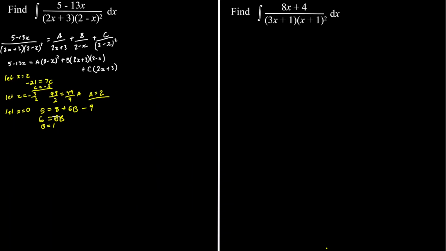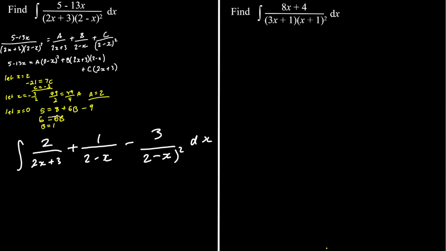So what do we have to integrate? We're going to be integrating a, which was 2 over 2x plus 3, plus b, which was 1 over 2 minus x, plus c, which was negative 3 over 2 minus x squared. Now the first two are going to be logs. The last one hasn't got a power of negative 1. It's got a power of negative 2. So we can integrate that by reversing the chain rule.